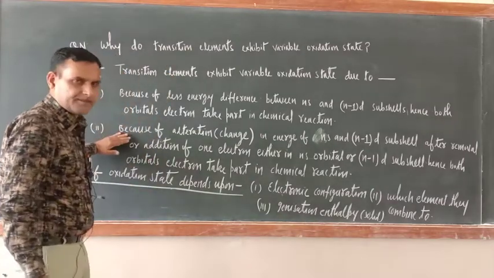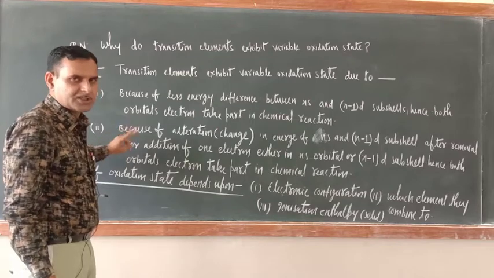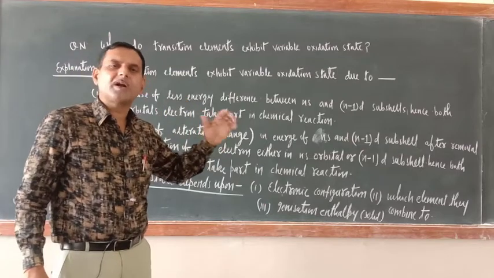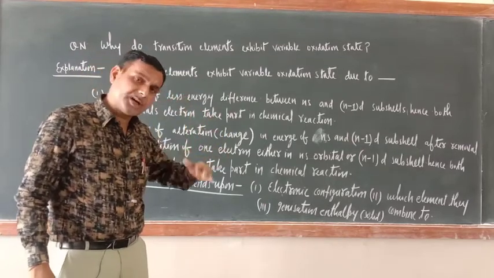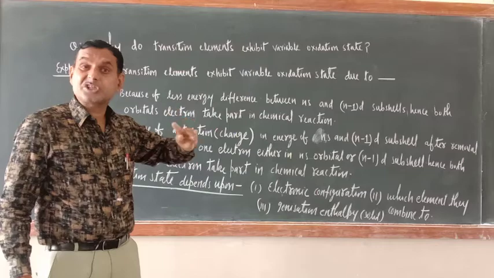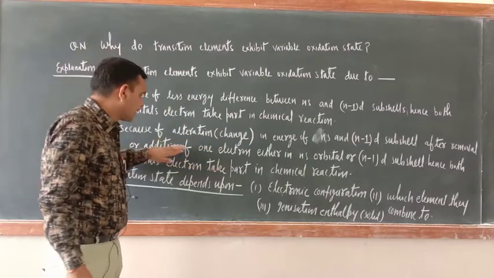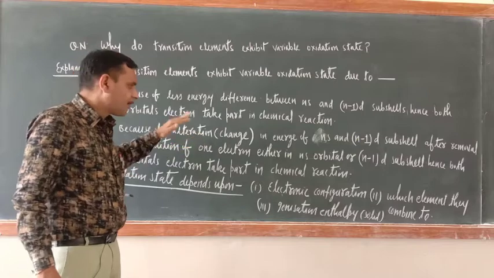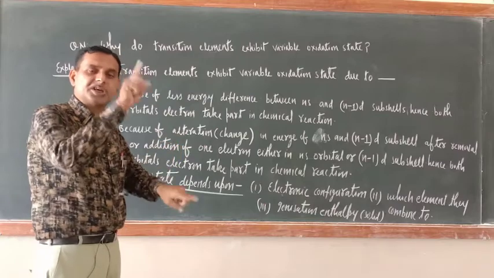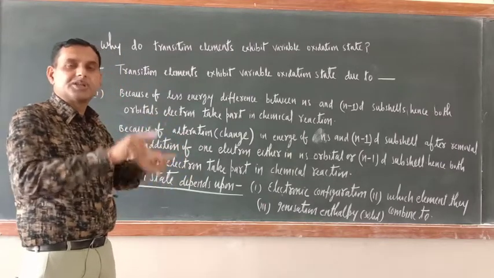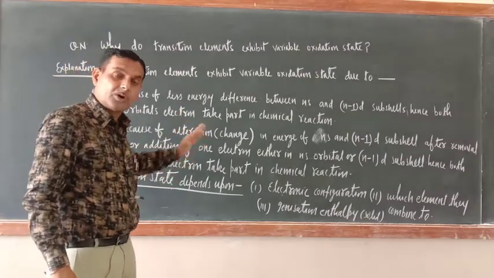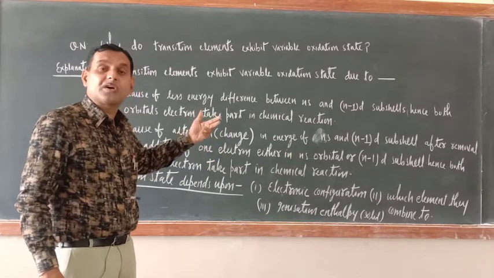There is one more reason behind exhibition of variable oxidation state. Just try to understand. Since the energy difference between ns and n-1d subshell is less, if either you add 1 electron or remove 1 electron, there is an alteration. Alteration means change. Because of the addition or removal of electron from ns or n-1d, there is a change in the energy of 3d and 4s in case of the first transition series. So this is also contributing to exhibit variable oxidation state.